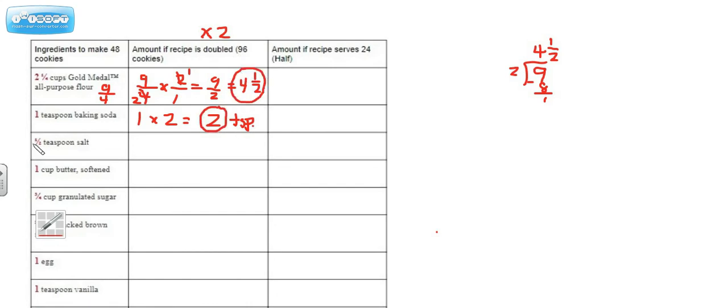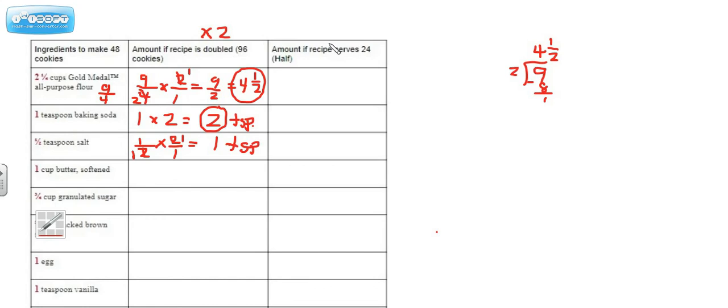All right, over here for a 1/2 teaspoon of salt, how do you double that? You do 1/2 times 2. And that would cancel out. So we're really talking about 1 over 1, which is equal to 1 teaspoon of salt. All right, so hopefully you can figure out how to finish up the rest of this table, because really you're just taking each ingredient and you're multiplying it by 2.